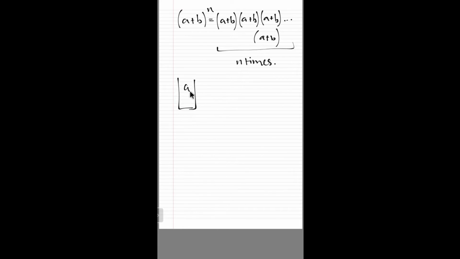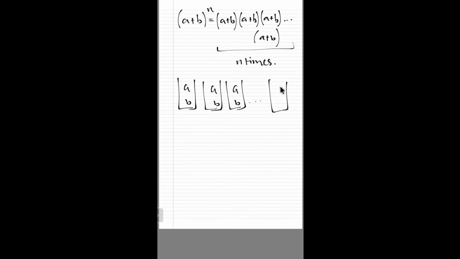When we are expanding a plus b whole to the power n, basically we are doing the product a plus b into a plus b into a plus b, and in this way we are taking the product n times. We can say the same thing like this also: each a plus b is basically a bucket which is containing both the terms a and b. So we are having n such buckets here containing the terms a and b.